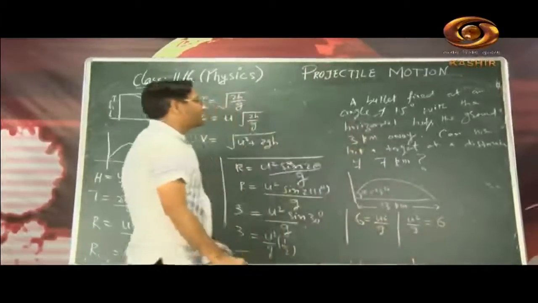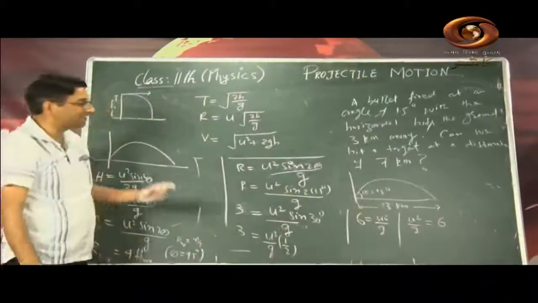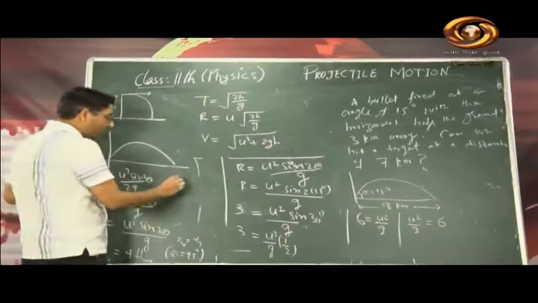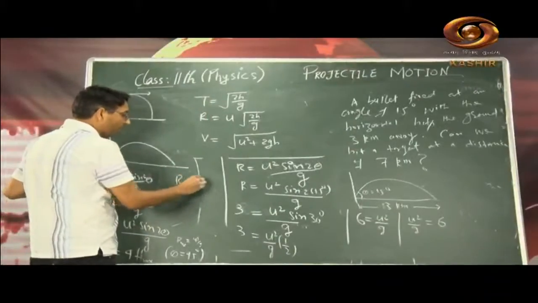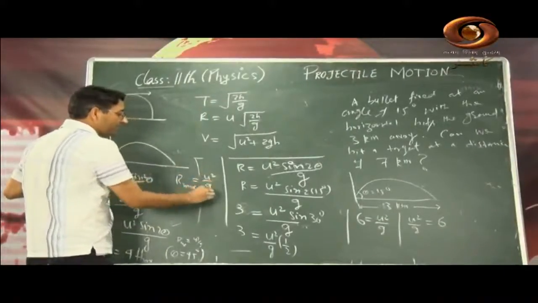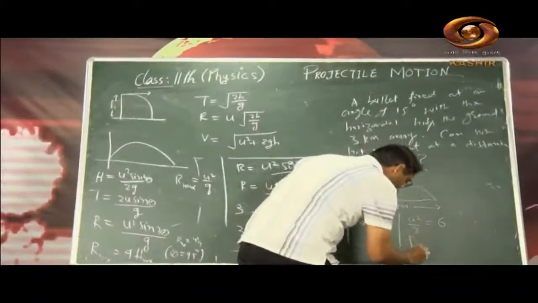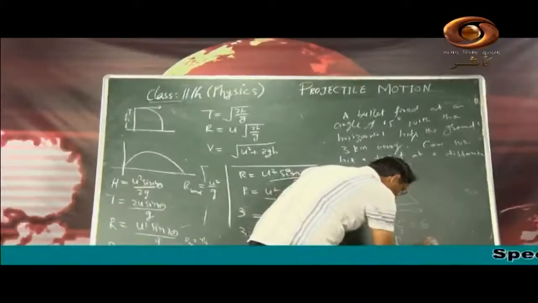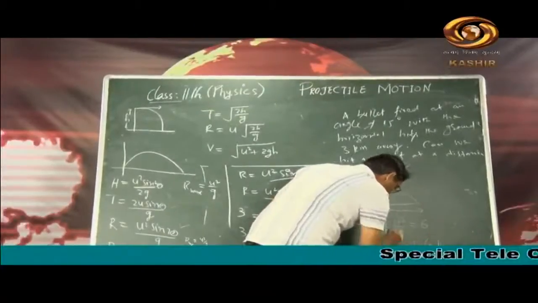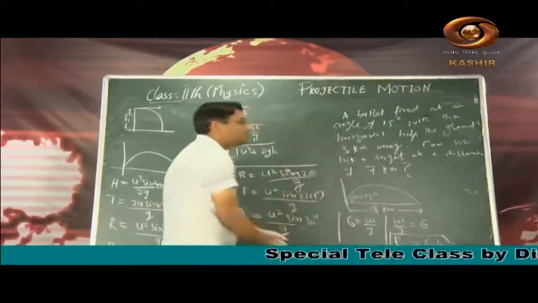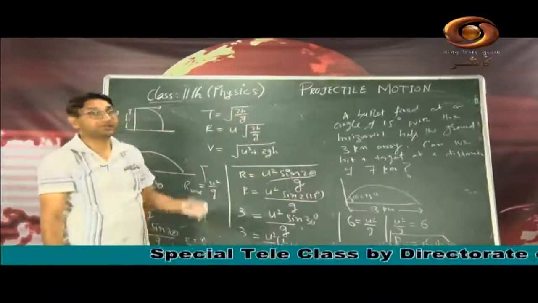Do you know u square by g? There is a formula called R max. The maximum range we have calculated is R max equal to u square by g. So this u square by g is nothing but R max. We got R max equal to 6 kilometers, because u square by g is the maximum range. So we can go up to 6 kilometers maximum.